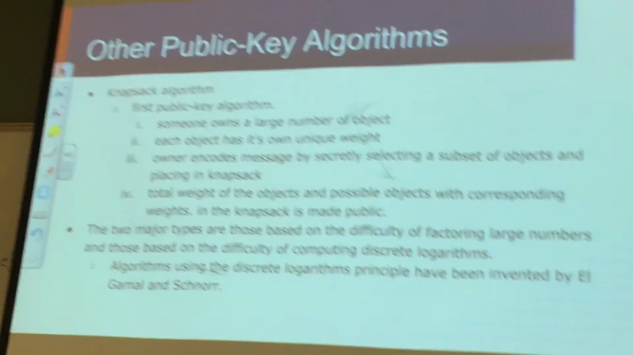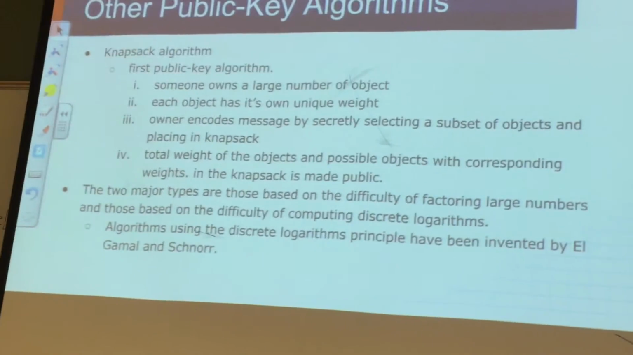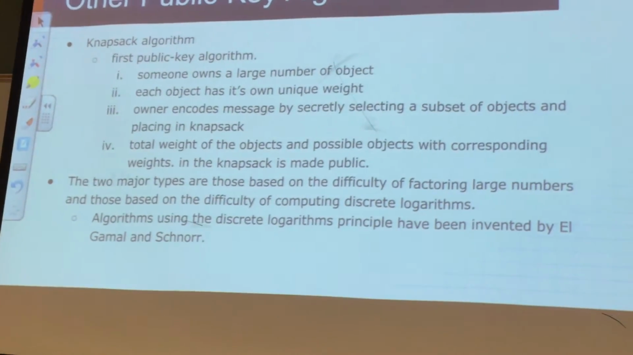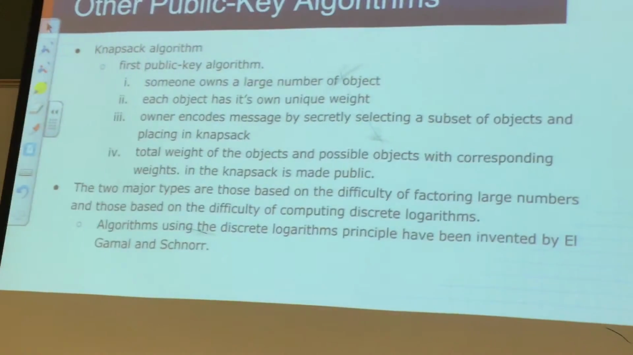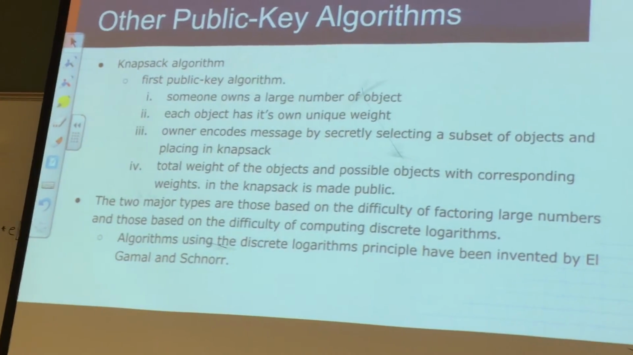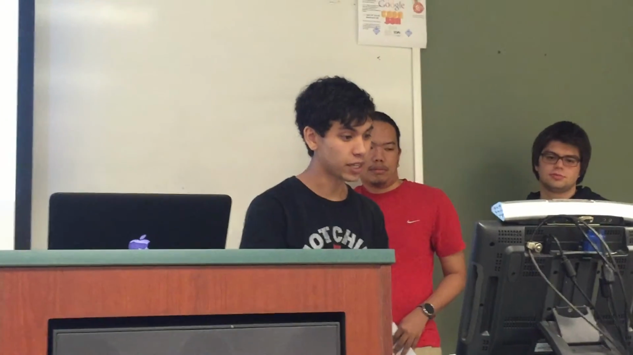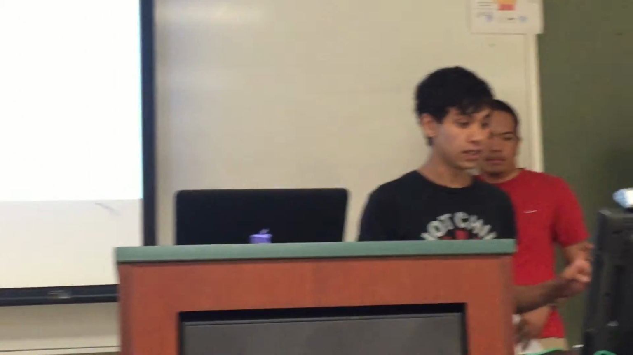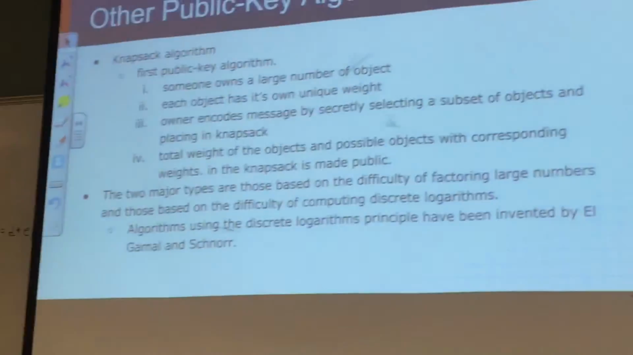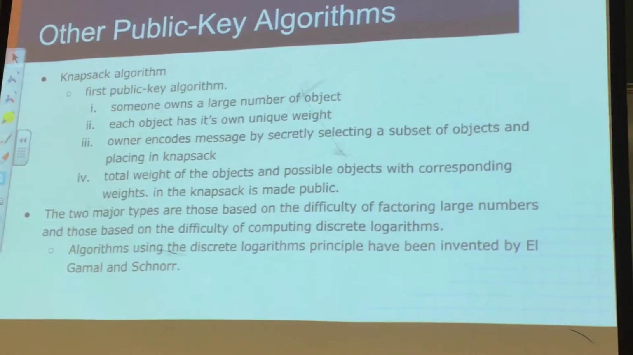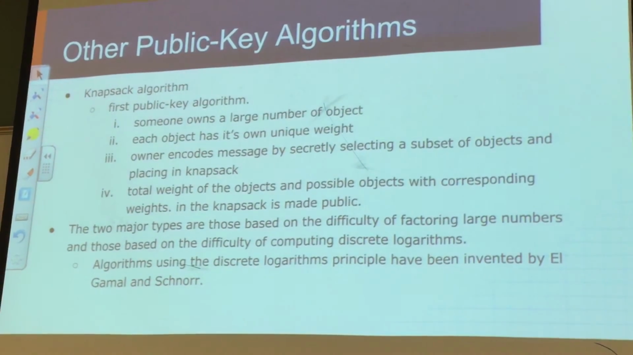Some other public key algorithms are the knapsack algorithm. It was the first public key algorithm, and it works like this. Someone owns a large number of objects. Each object has its own unique weight. The owner encodes messages by secretly selecting a subset of objects and placing them in a knapsack. The total weight of the objects, and the possible objects with corresponding weights, is made public.